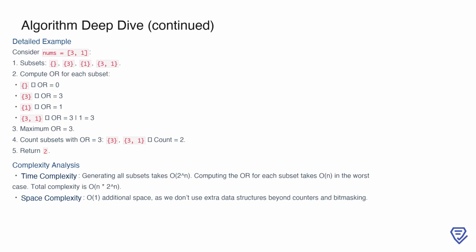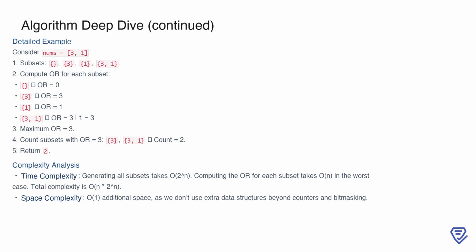The maximum OR value across all subsets is 3. Now, we count the subsets that achieve this maximum. In this case, the subsets [3] and [3, 1] both have an OR of 3, so the count is 2. The algorithm then returns this count as the result.